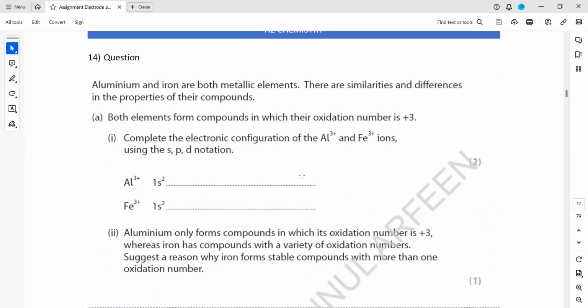So in question 14, aluminium and iron are both metallic elements. There are similarities and differences in the properties of their compounds. Both elements form compounds in which their oxidation number is +3. Complete the electronic configuration for aluminium 3 plus ion and iron 3 plus ion using the SPD notations.